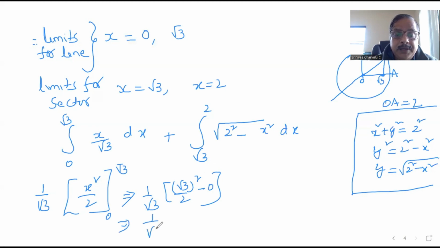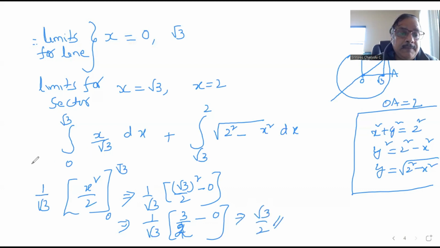This will become 1 by root 3, open the bracket, 3 by 2 minus 0, because root 3 whole square is 3. Only x square, so x square means root 3 whole square by 2. So this will become, altogether, root 3 by 2. This is the first integral. This is called the second integral.